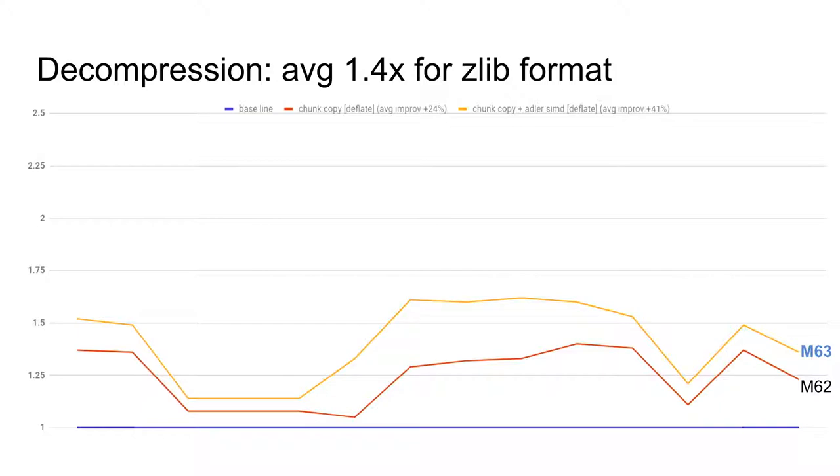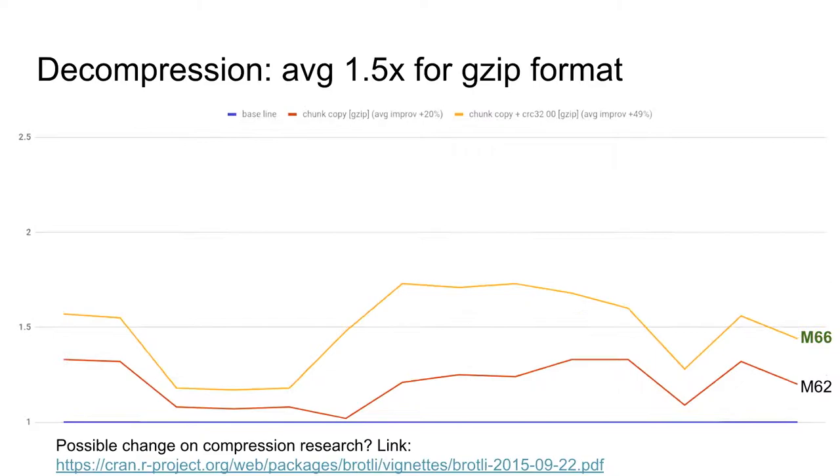But people generally don't use the zlib format. People generally use the gzip format to serve web content. So because of the CRC32 that uses the ARMv8 crypto extension, we are at average 1.6, median 1.5. This is actually showing the Snappy data corpora or data corpus.